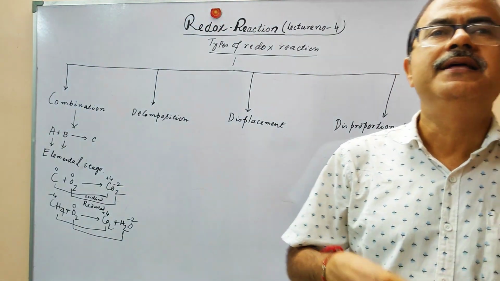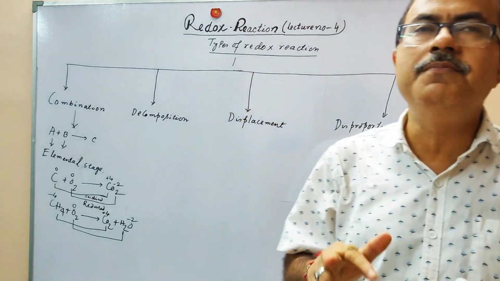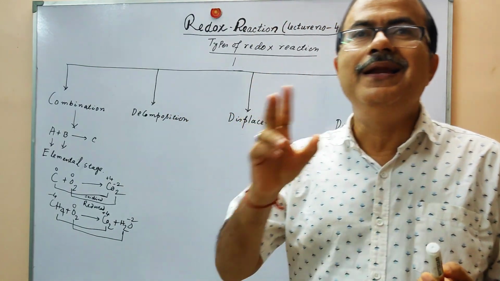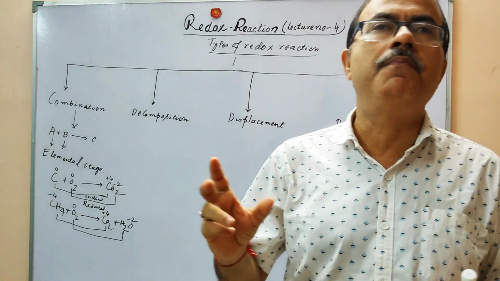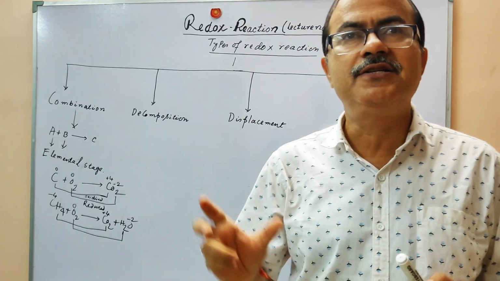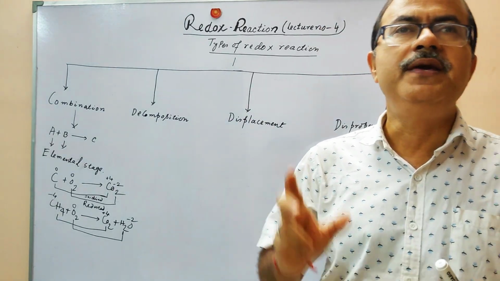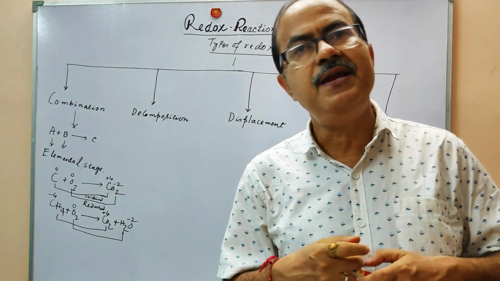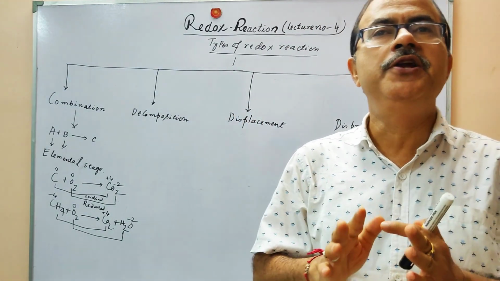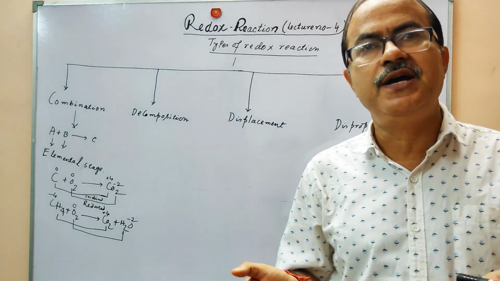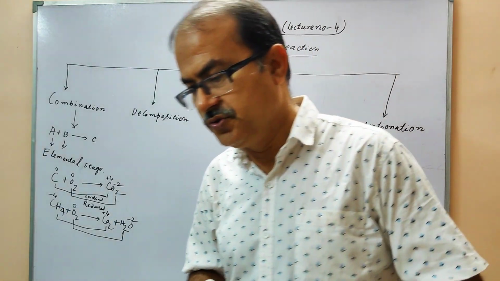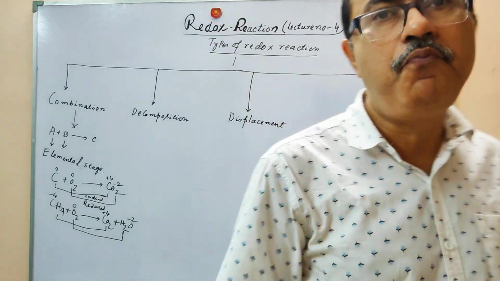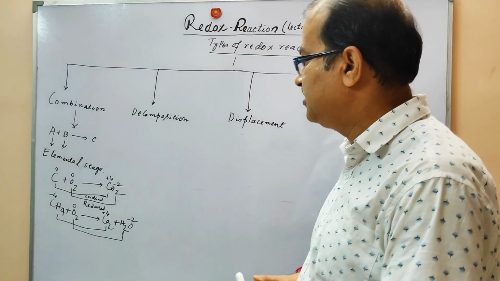It is basically the combination of the two elements, or one element and another in the compound. The reaction between them will be a combination reaction, and at that time we understand that of the two components, one is oxidized and the other is reduced. This is the combination reaction.